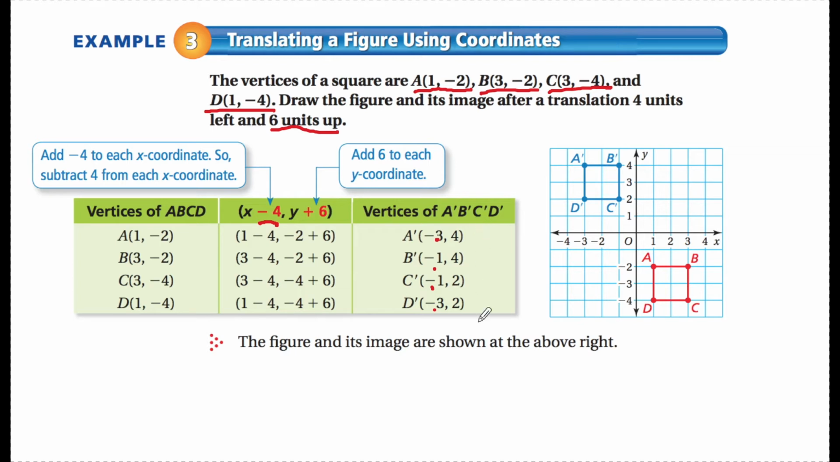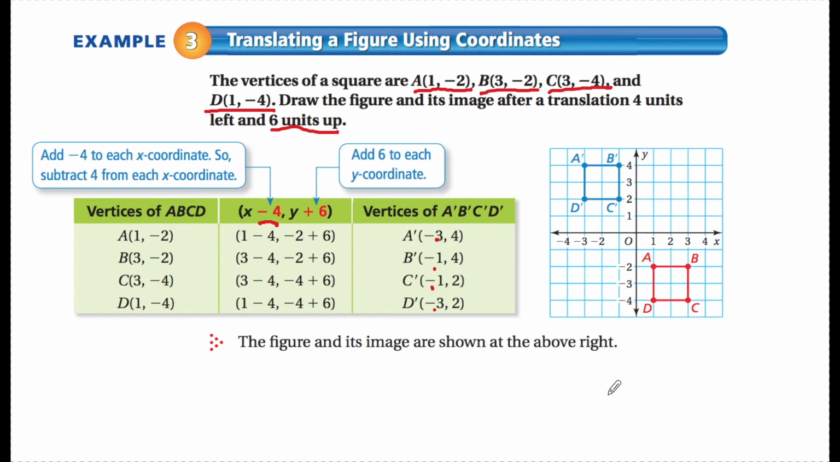So once we have these new coordinates, we can plot them to create our new image. So we would plot (-3, 4), and we get A prime. We would do (-1, 4) and get B prime. (-1, 2) and get C prime, and (-3, 2) and get D prime. So we did this one algebraically. We did the last one with just the directions.